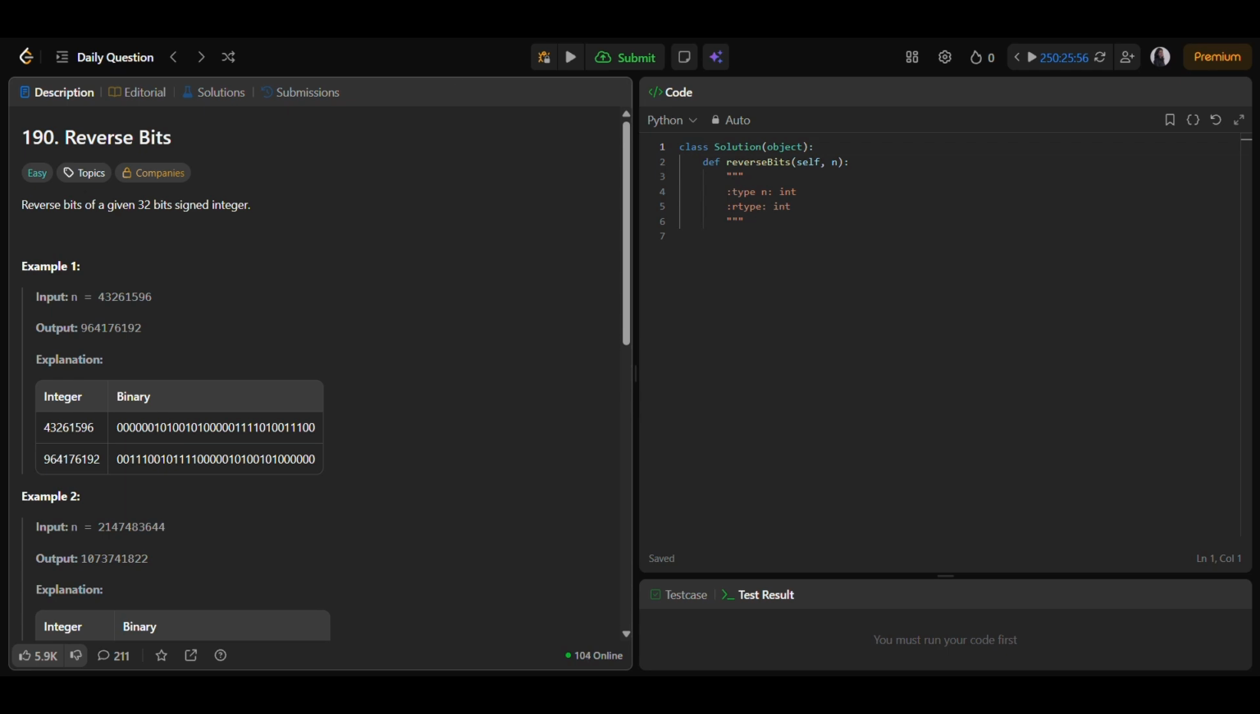So now the question is, how do we access each bit one by one? We use bitwise operators. To extract one bit, we shift the number right by i positions and AND it with 1. This gives us the ith bit.